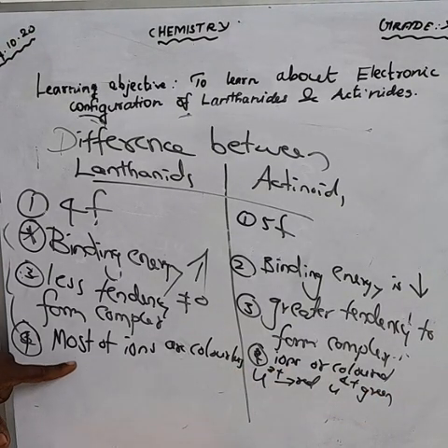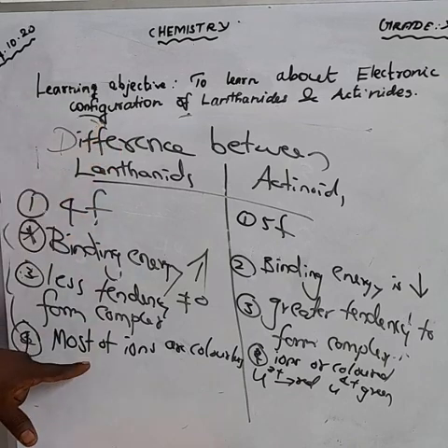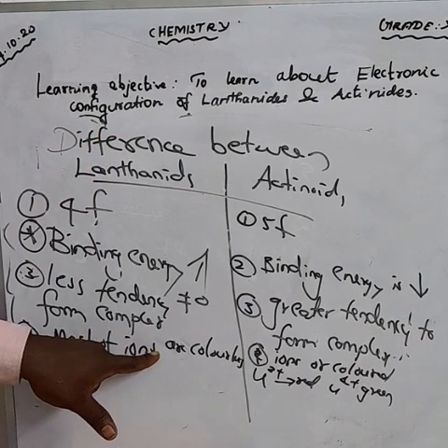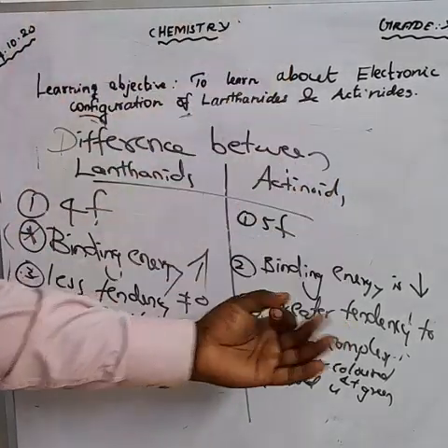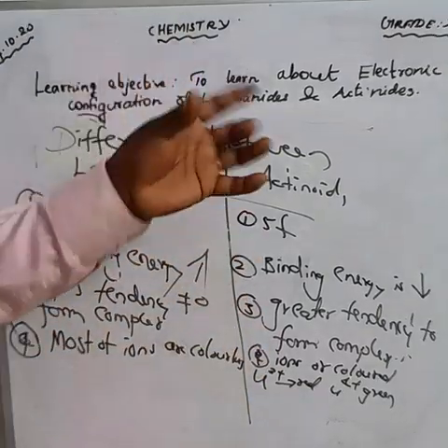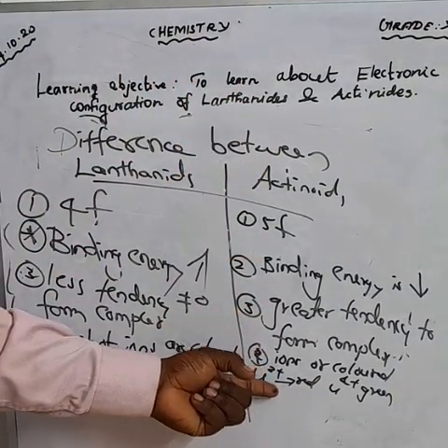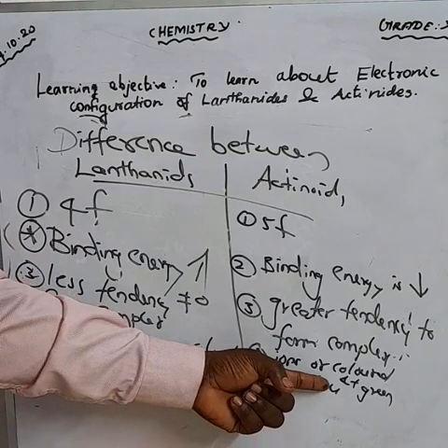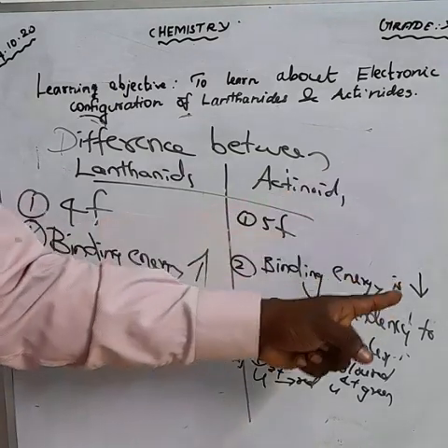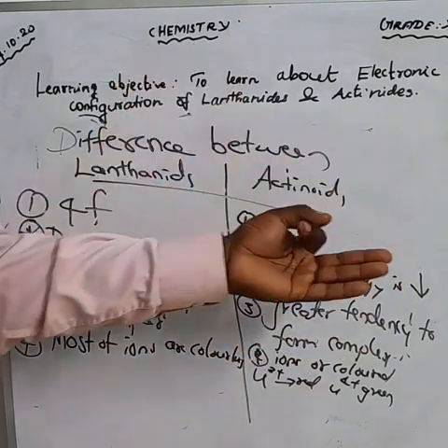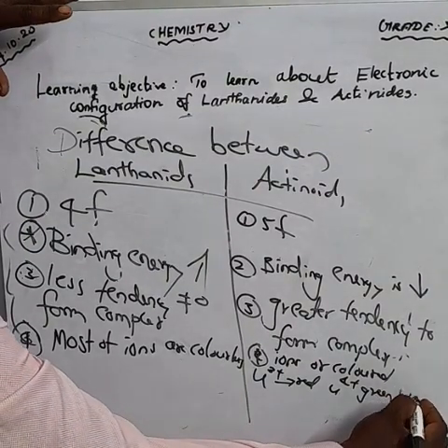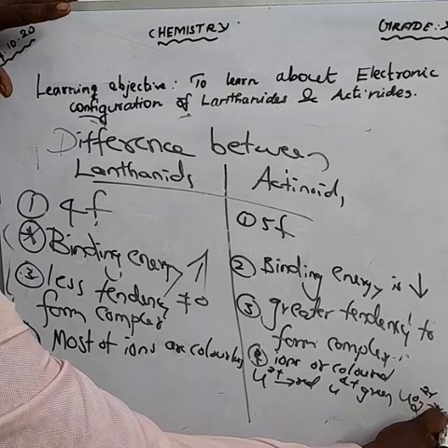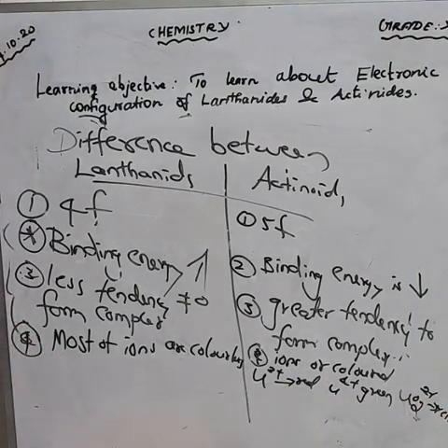What about the 4th point? Most of the ions in the Lanthanide series are colorless. In the actinide series, most of the ions are colored. U3+ is red in color, and U4+ is green in color. And also one more, UO2 2+ is a yellow color. Next, one or 2 points is enough.